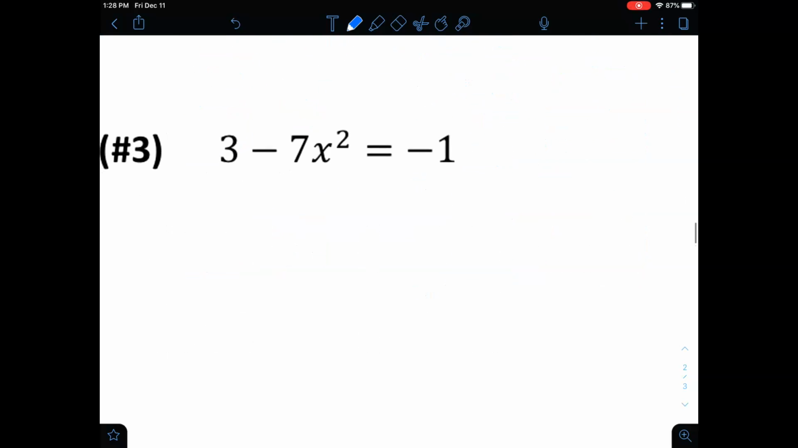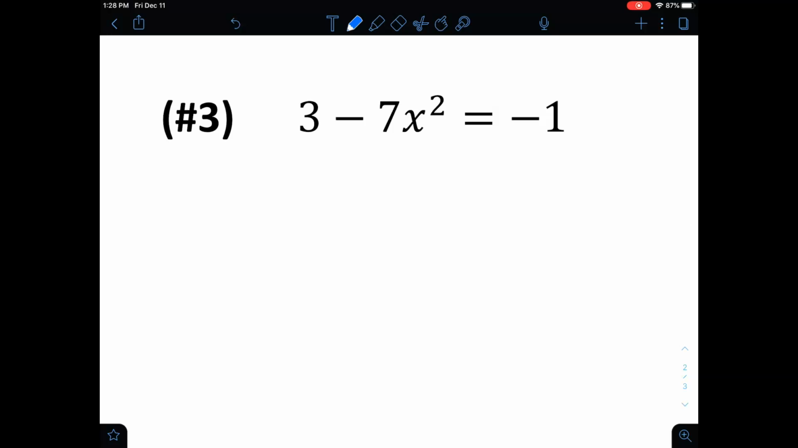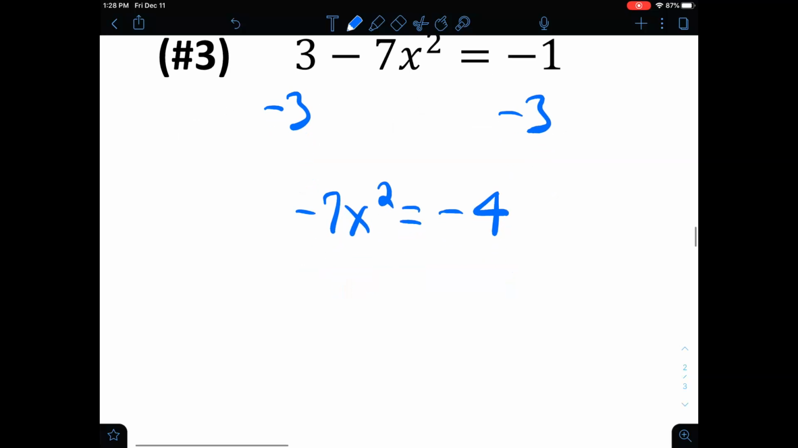All right, number 3. 3 minus 7x squared equals negative 1. If we just had 3 minus 7x equals negative 1, what would be the first step? Well, we would subtract 3 from both sides. We're going to do the same thing. We're going to subtract 3, and we get negative 7x squared equals negative 4. Negative 1 minus 3 is negative 4.